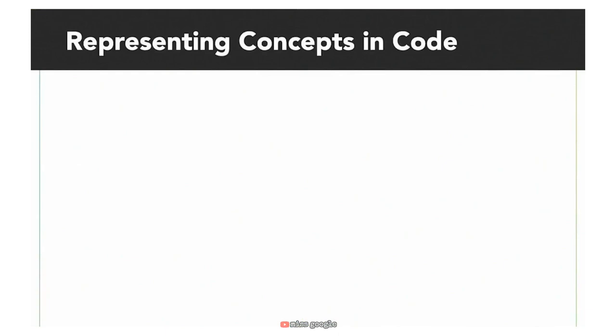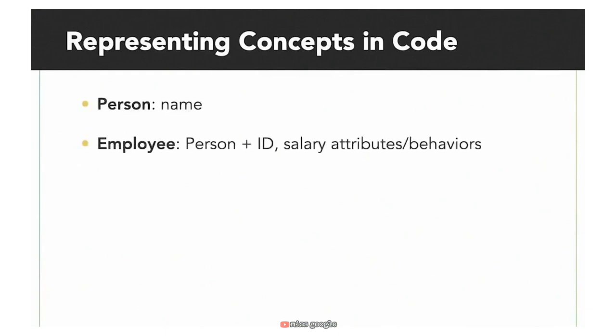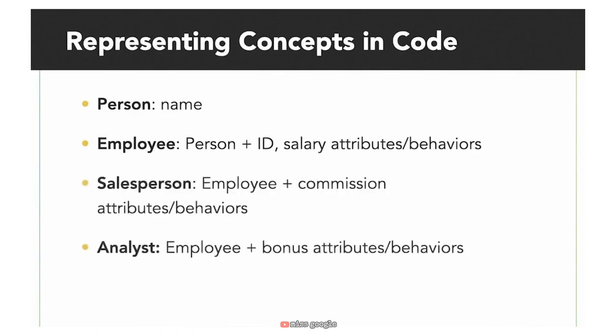Since the name attribute is more of a person attribute rather than an employee attribute, we can move that over to the person class. With this structure, attributes and behaviors dealing with a person live in the person class, while details associated with the employee live in the employee class.